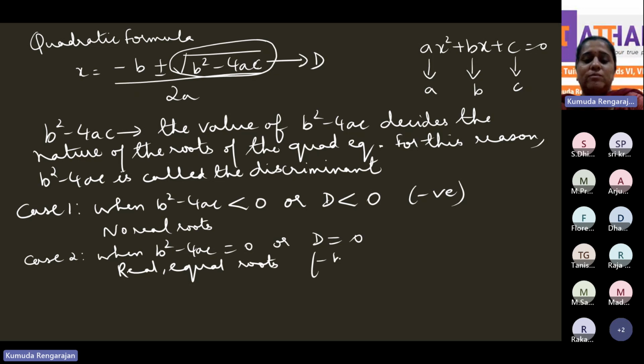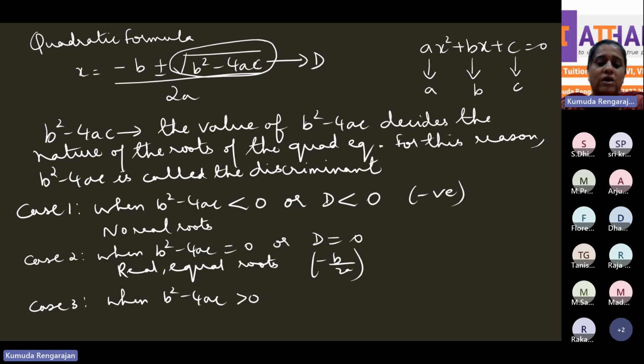Both the roots will be equal to minus b by 2a. And case 3, when b square minus 4ac is greater than 0, or d is greater than 0. So you can see when it's greater than 0, supposing you have square root of 25, it can be a perfect square or an imperfect square. Can be anything. We'll just take a perfect square for convenience. Supposing b square minus 4ac is 25. So square root of 25, which is 5.